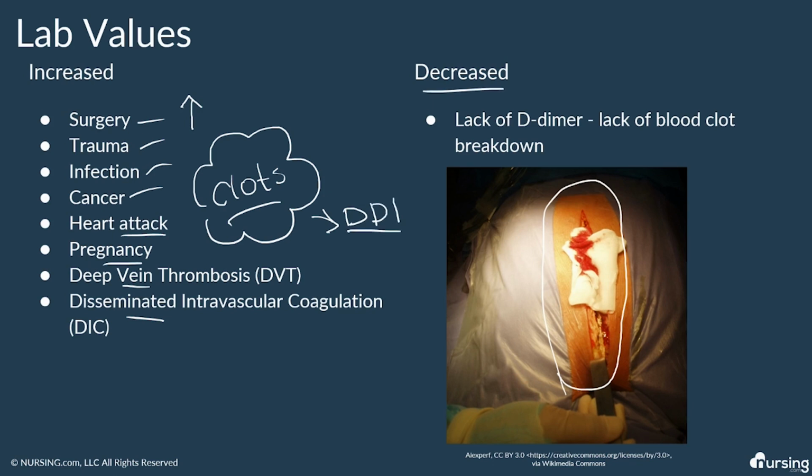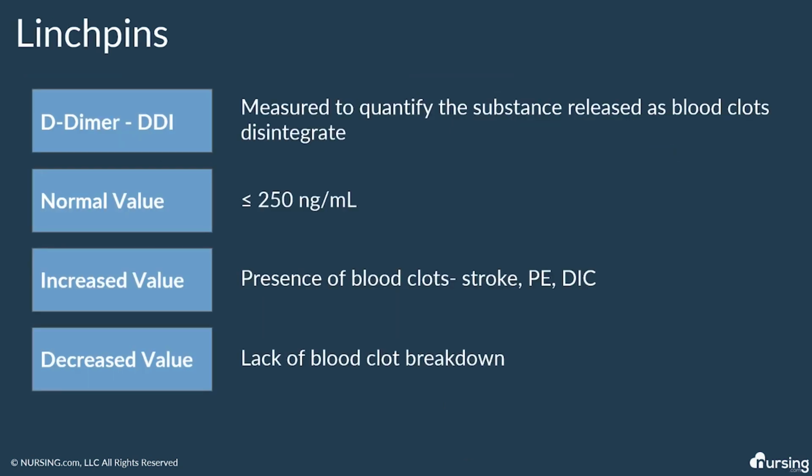Now, lab values will be decreased when there's a lack of D-dimer. So that could be a lack of blood clot breakdown or a lack of blood clots. Our linchpins for this lesson are that the D-dimer, or the DDI lab, is measured to quantify the substance that is DDI that is released as blood clots disintegrate. A normal value is less than or equal to 250 nanograms per milliliter.